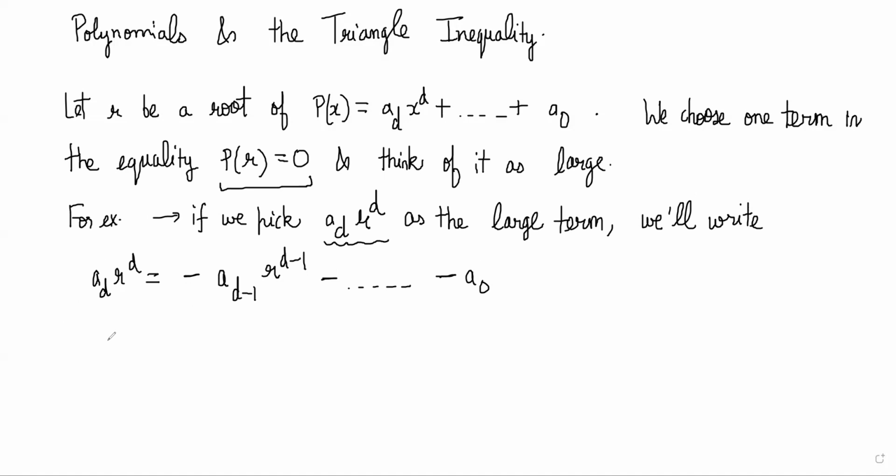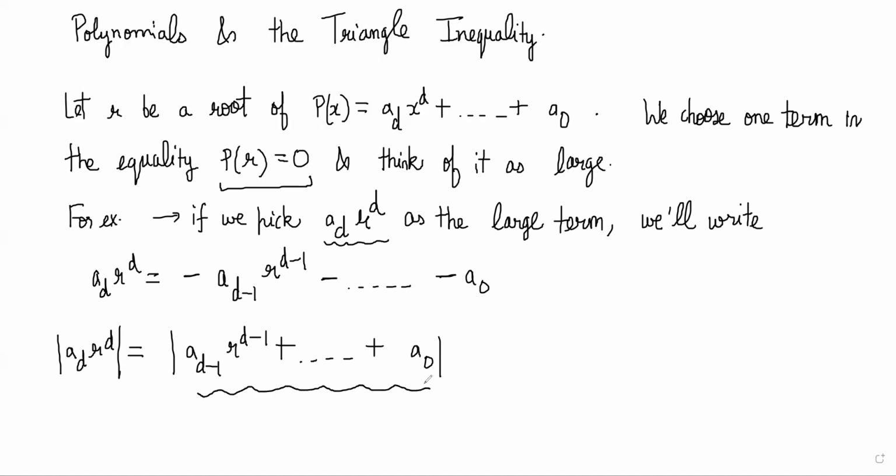Now take modulus on both sides. We'll get mod of a_d r^d is equal to modulus of a_{d-1} r^{d-1} plus all the terms till a_0. The minus sign is gone because of the modulus. And now we can use triangle inequality on the right hand side. We can say this is less than or equal to mod of a_{d-1} mod of r^{d-1} plus terms like this plus mod of a_0, right? So we have used triangle inequality here.